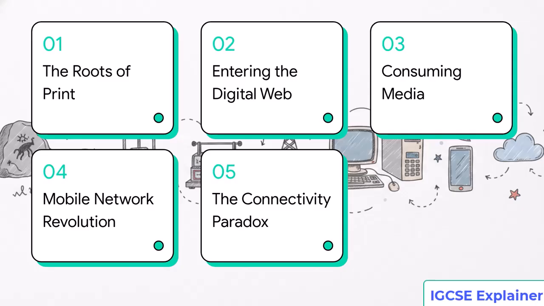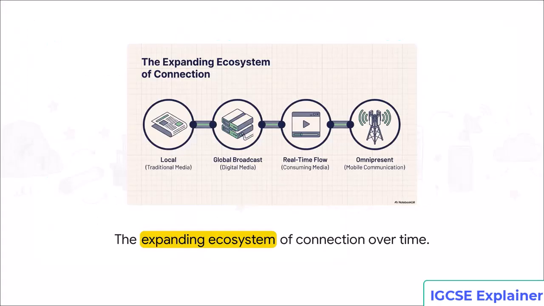We've got a great roadmap ahead, covering 5 distinct eras: the roots of print, entering the digital web, consuming media in real time, the mobile network revolution, and finally, the connectivity paradox. Think of this as our roadmap. This expanding ecosystem of connection isn't just some random series of gadgets. It's a clear, massive evolutionary arc. We start way down on the local level with traditional media, like your classic physical newspaper. From there, we blast right into global digital broadcasts, dive into real-time media flows, and finally land on the omnipresent mobile communication we rely on every single minute of the day. It's an amazing progression from the physical world right into the invisible.